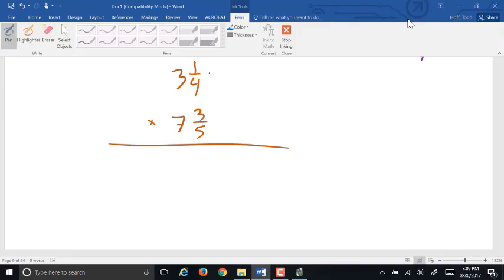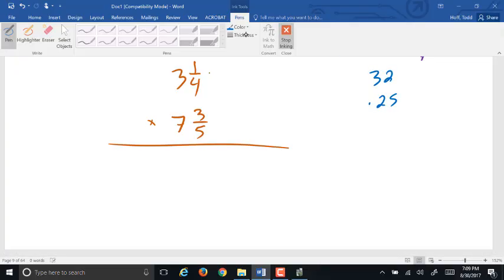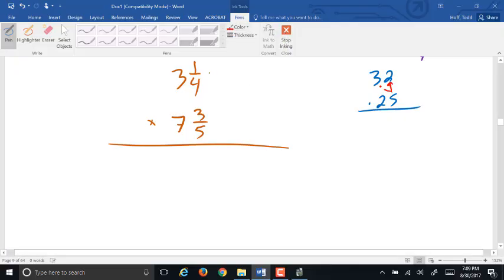When we multiply whole numbers, we have like 32 times 25. We have to take the 5 times the 2, but we also have to do the 5 times the 3, right? Same thing happens with our mixed numbers. The 3/5 has to multiply the 1/4. We also have to do the 3/5 times the 3. So we're going to do the 3/5 times 1/4. What does that give us? 3 times 1 is 3, 5 times 4 is 20. Then we have to do the 3/5 times 3.